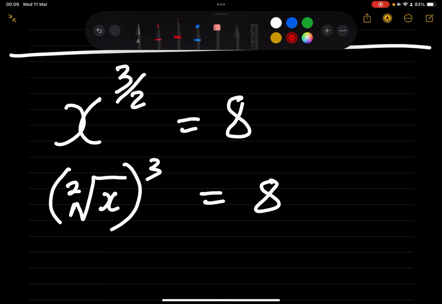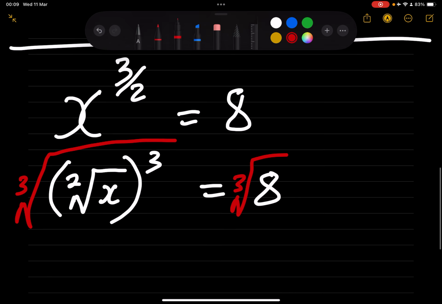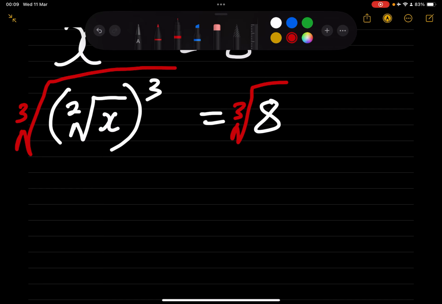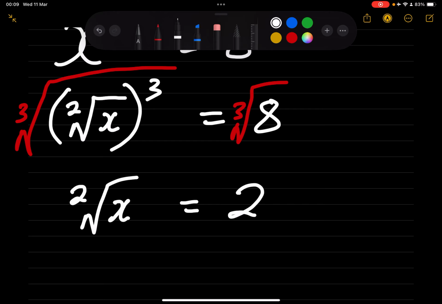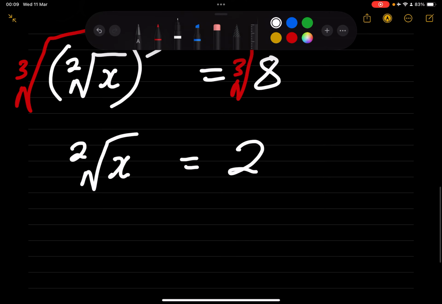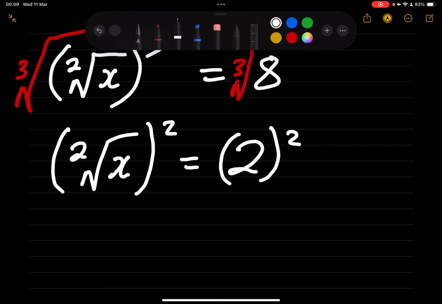We firstly remove the power by cube rooting it. So we're going to cube root both sides because our power is 3. So we cube root. We just do the opposite of the power. And then on the left, we are left with square root of x equals cube root of 8, which we know is 2. To remove a square root, we need to square both sides. Then x equals 4.